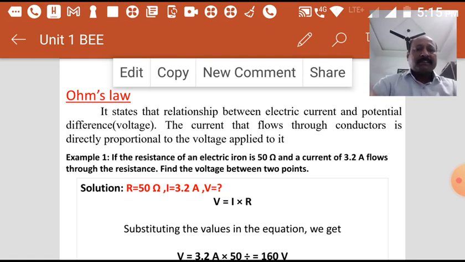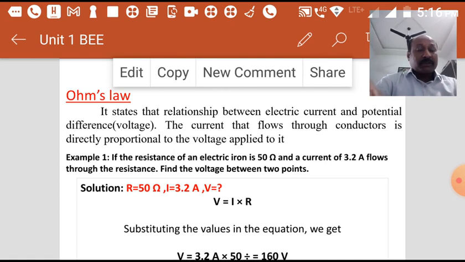See one simple example to prove Ohm's law. If the resistance of an electric iron is 50 ohm, you know electric iron, that is the electric press, and the current of 3.2 ampere flows through the resistance, find the voltage between the 2 points.